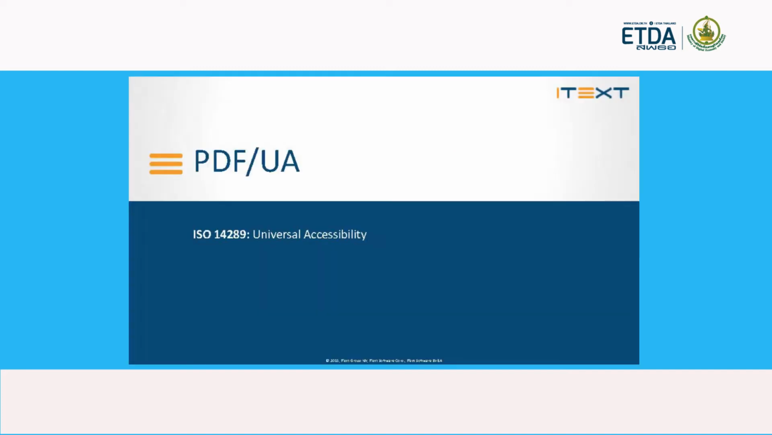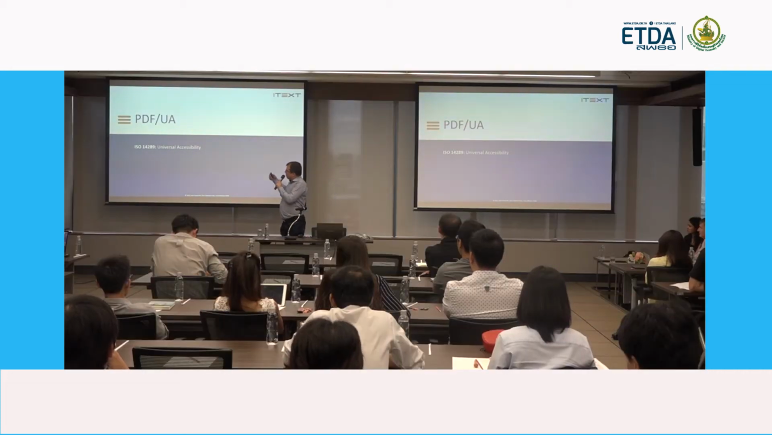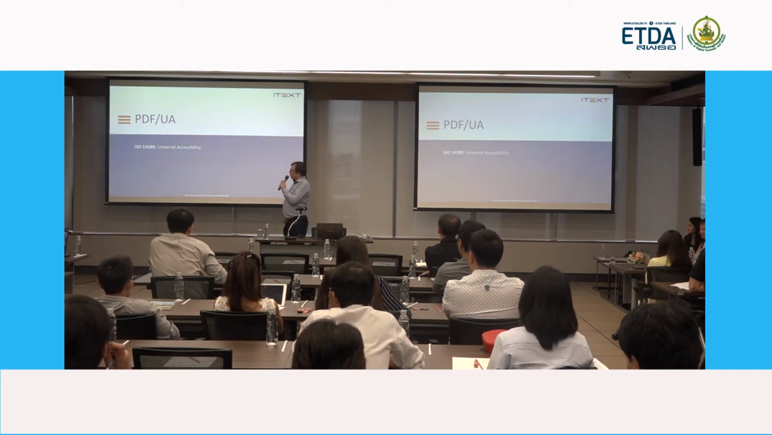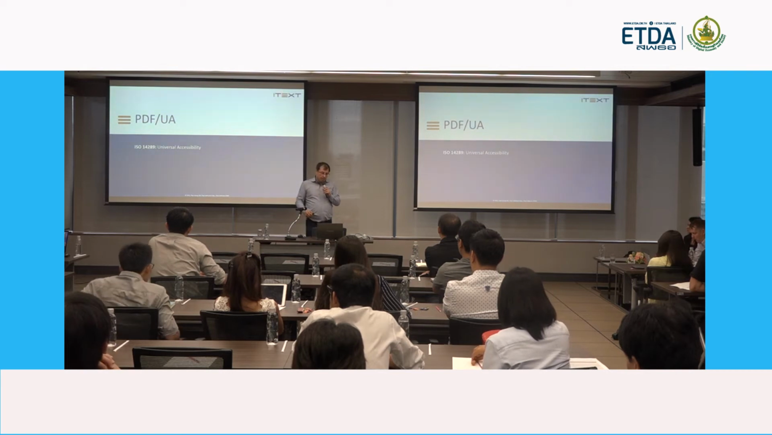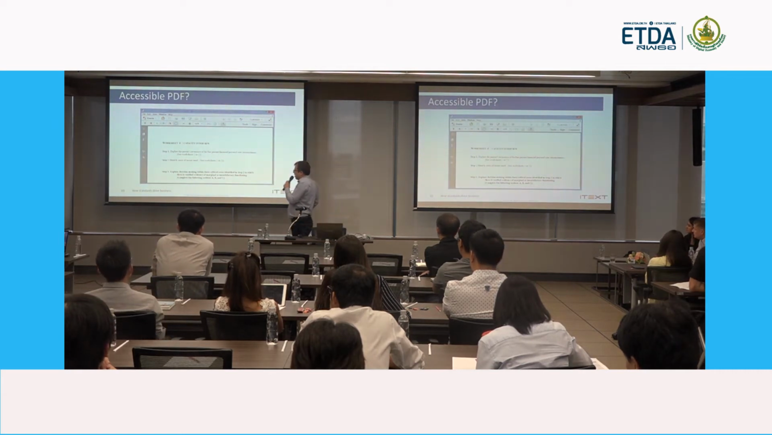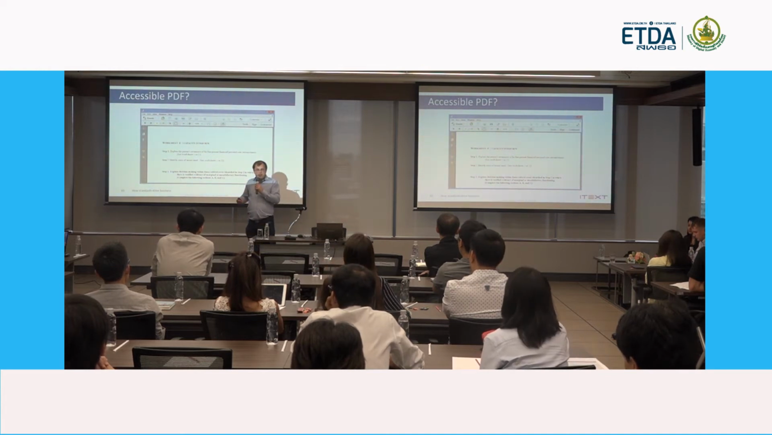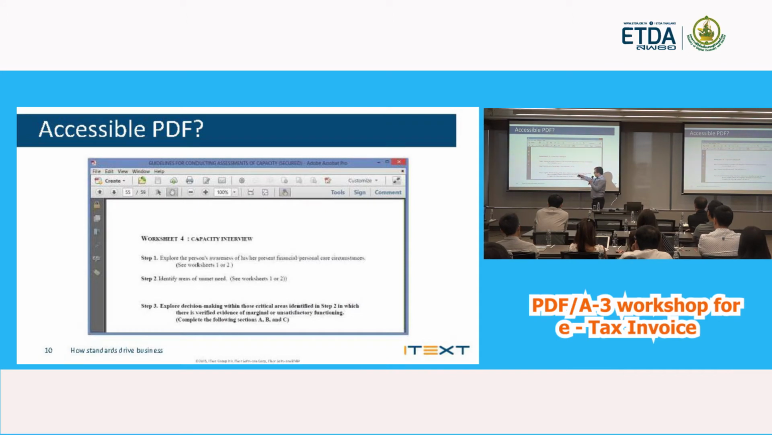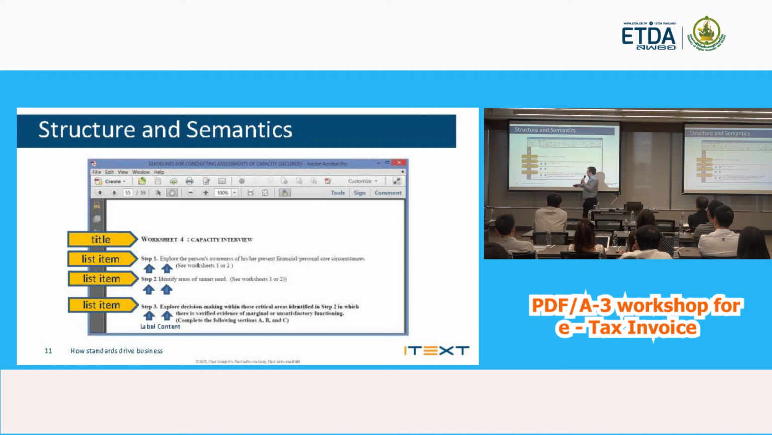Now, I didn't go into detail for accessibility, level A. Accessibility is also defined in another standard, ISO 14289. It's about universal accessibility. I'm not going to give you the technical specifications, but just look at this PDF. When I read this out loud, and I say worksheet 4, capacity interview, you interpret this as the title. And then I say step 1, explore and so on, step 2, step 3. You as humans say, well, this is a list, and we have a label for the list, step 1, step 2, step 3, and we have content for every list item. So there's structure: title, list item, list item, list item, labels, content.